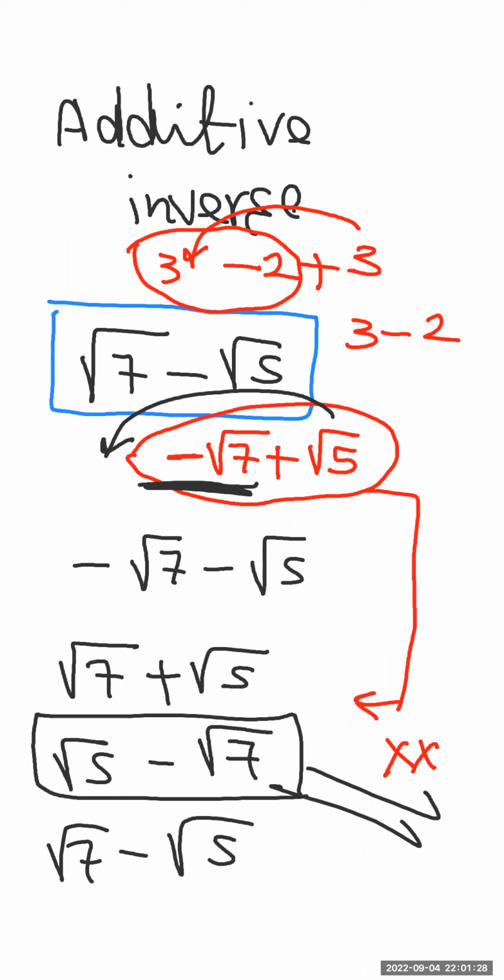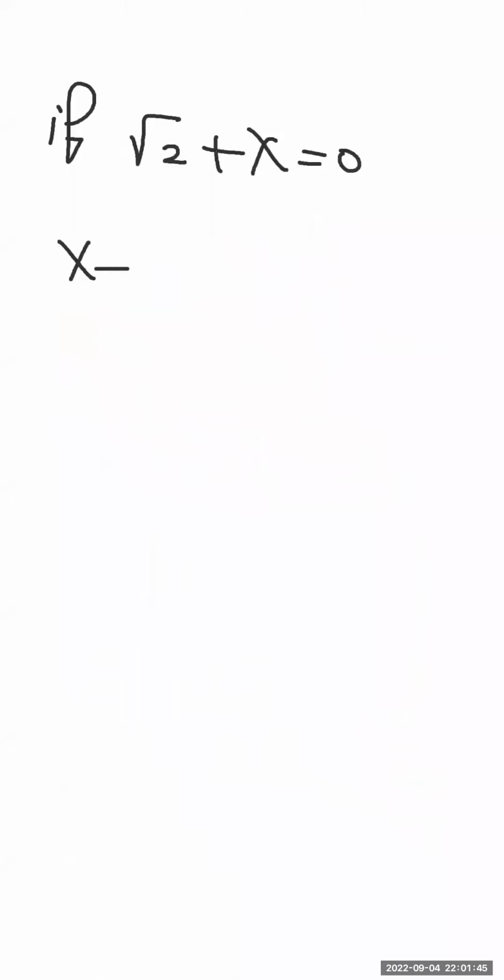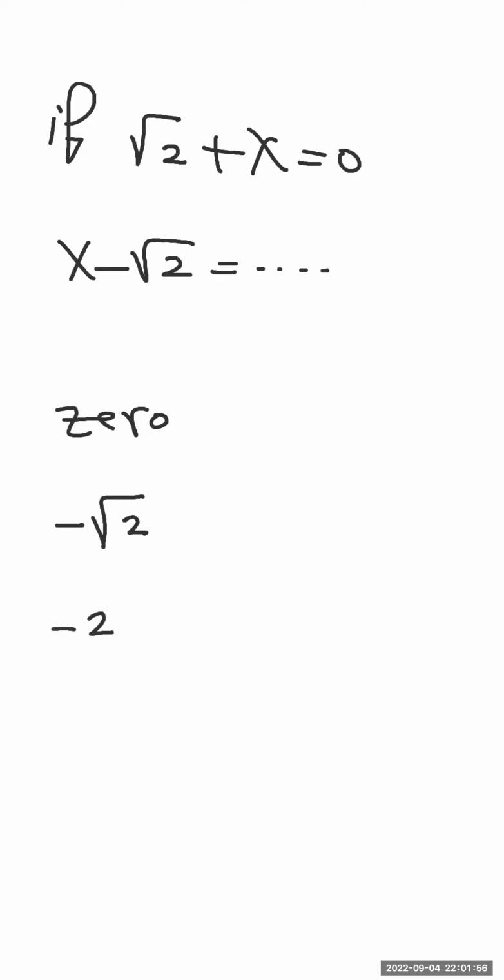Another question. There is a question like this. If square root of 2 plus x equals 0, then x minus square root of 2 equals dots. The first choice, 0. Second one, negative square root of 2. Then negative 2 square root of 2. Then 2 square root of 2.